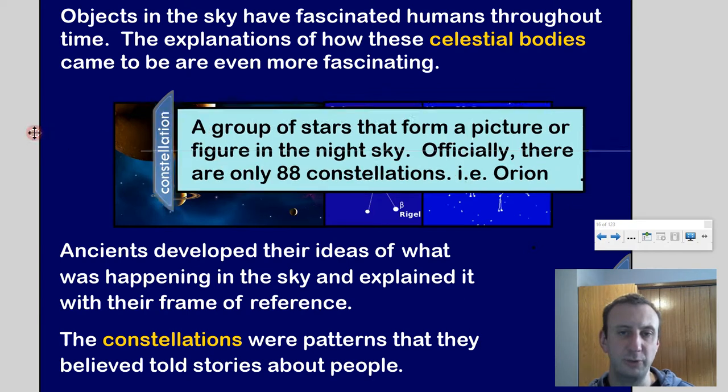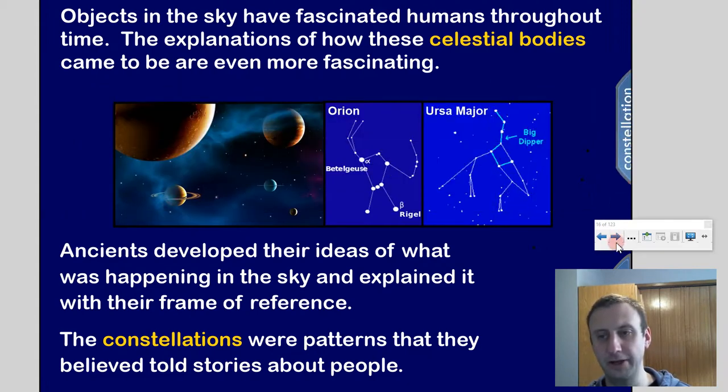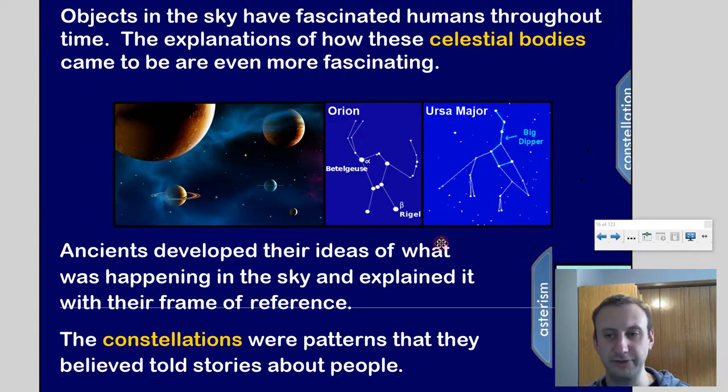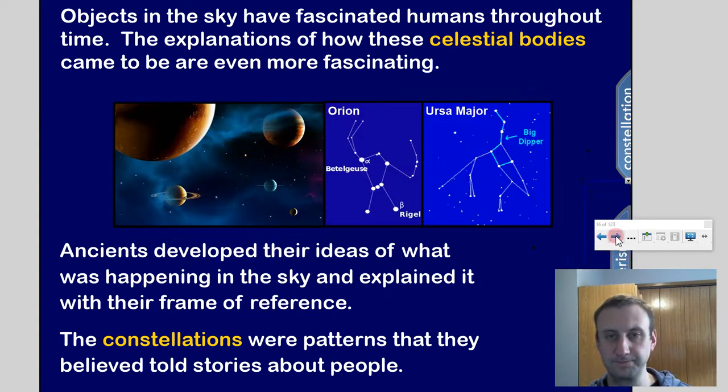So what is a constellation? Well, a constellation is a group of stars that form a picture or figure in the night sky. Officially, there are only 88 constellations. So for example, Orion, and you can look it up and learn more about it. And hey, this is a great time to look into the night sky as well and see some of these things. Well, an asterism is an unofficial recognized star grouping. So for example, the Big Dipper is not a constellation. It is instead an asterism, which just means that it's not officially understood as a constellation. So 2 terms that are important to know.